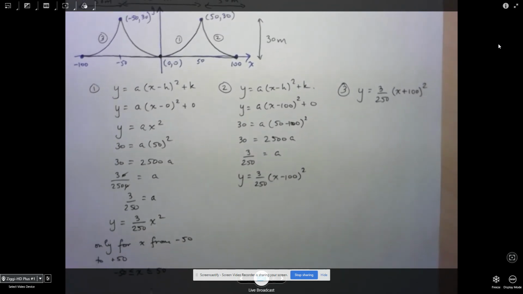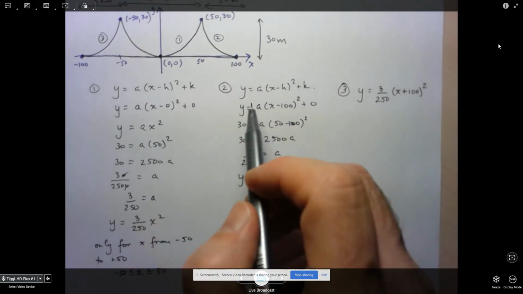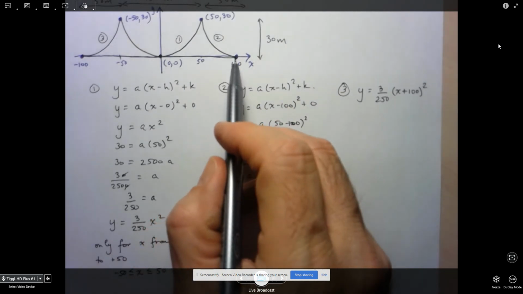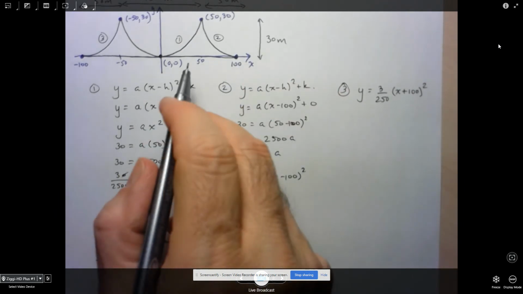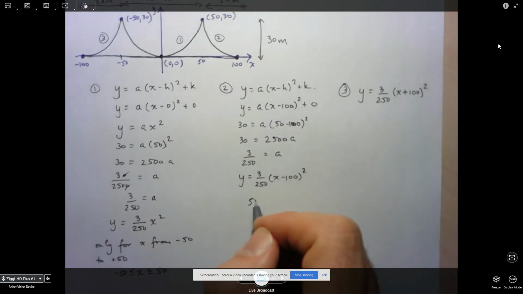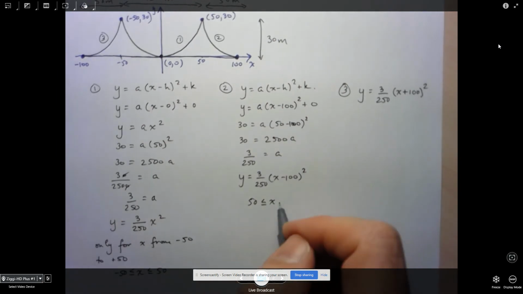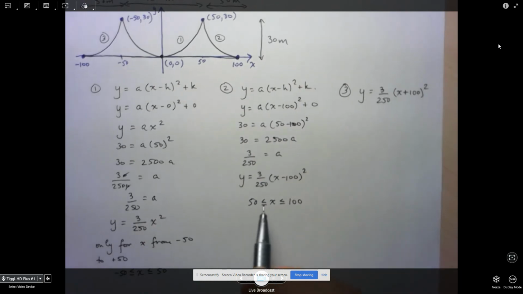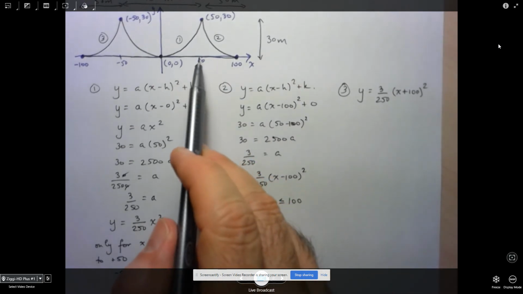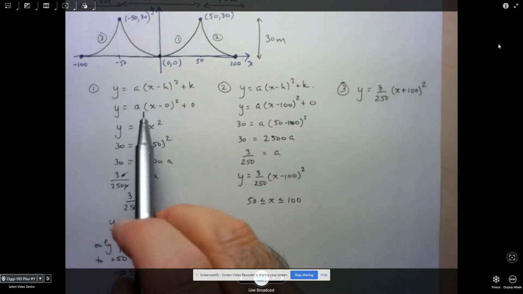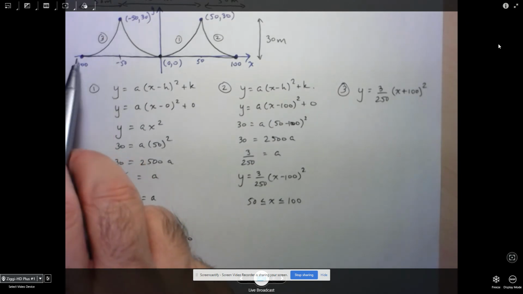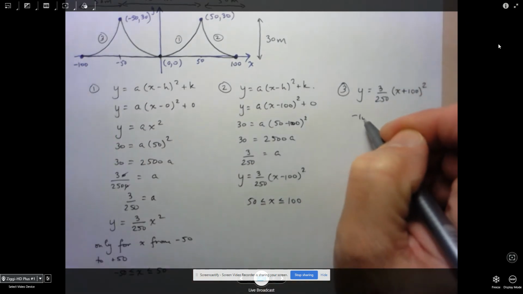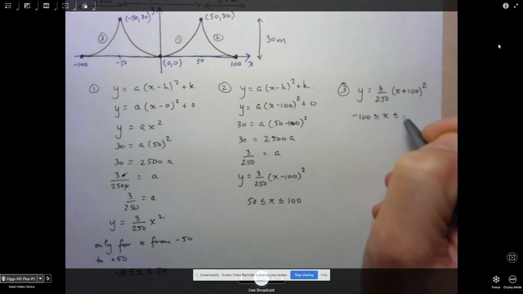So in this case here, what am I interested in? I'm only interested for number 2 from x equals 50 to x equals 100. I'm not interested in the rest of that parabola. So how would I write that? Again, we always look left to right. So we could write 50 is less than or equal to x is less than or equal to 100. And this represents all the x values only between these two numbers. And similarly here, we're going from negative 100 to negative 50. So again, always from left to right. So negative 100 is less than or equal to x is less than or equal to negative 50.